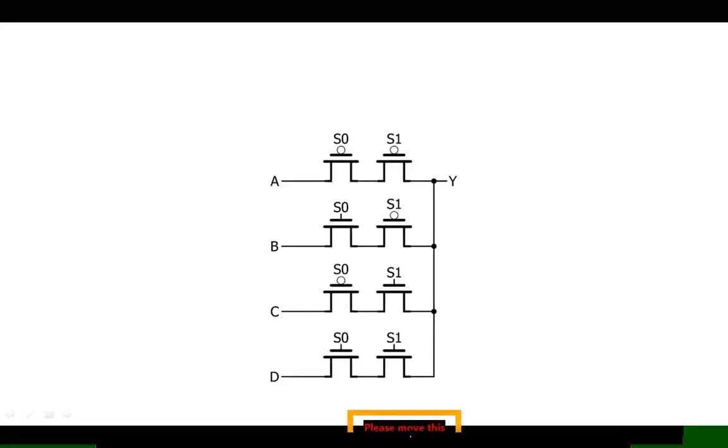Any doubts till here? But sir, the function of this combination as well as the previous combination is the same only, right? Yeah, it is the same. The only thing that we are doing here is, remember I had told you that we will be using an inverter for low values. Here it was S0 bar and S1 bar, right? So instead of using an inverter, I will directly use a PMOS.